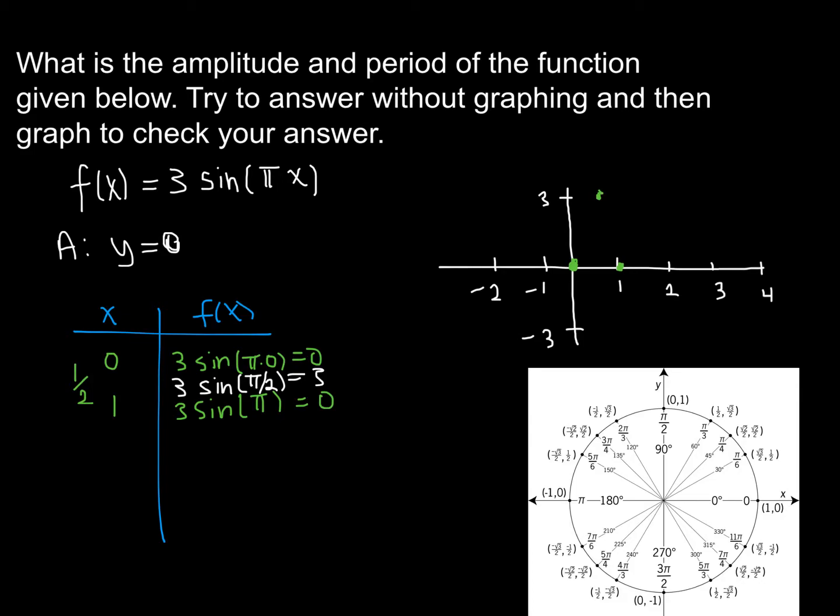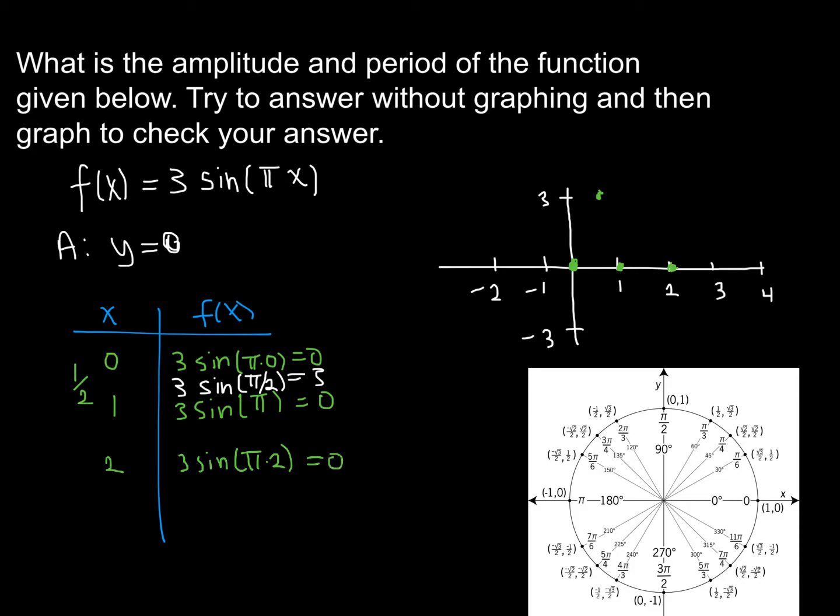Now, you probably see the pattern, and you could probably continue this out on your own without a table, but we'll just do one more point. So now let's plug in 2. 3 times sine of pi times 2, which is 2 pi. And the sine of 2 pi is 0, so this again is 0.